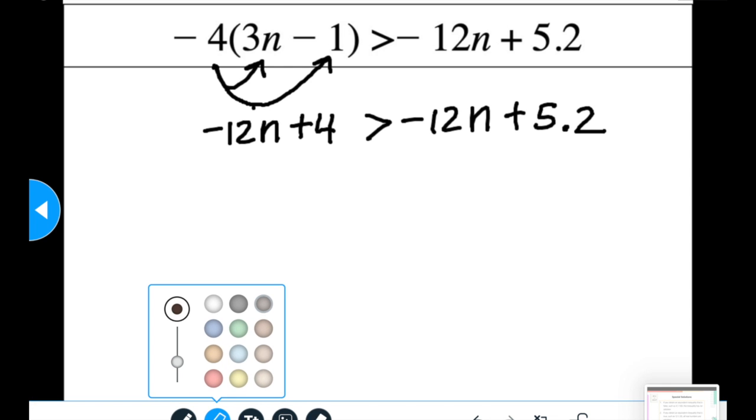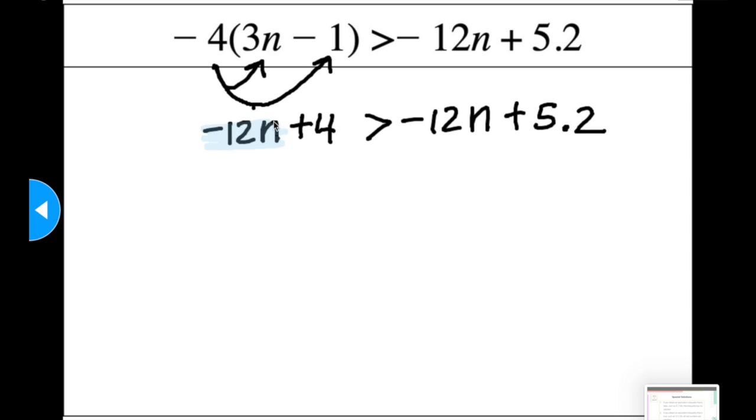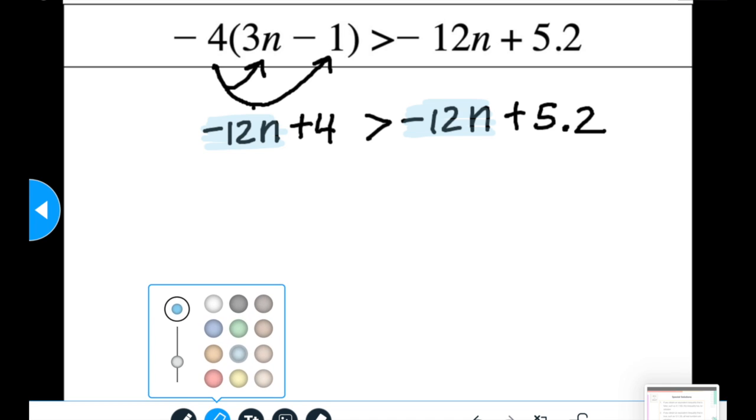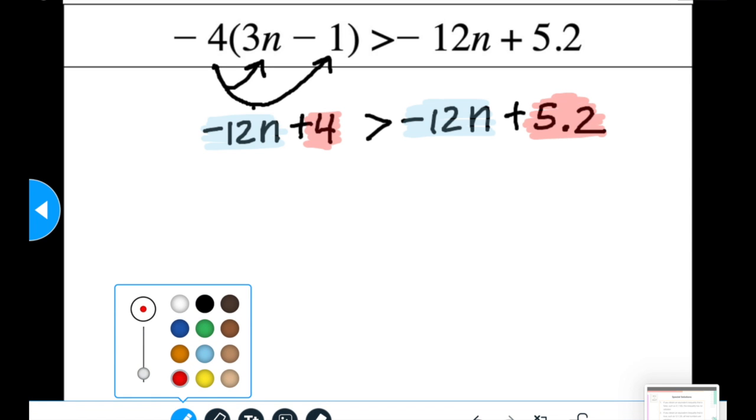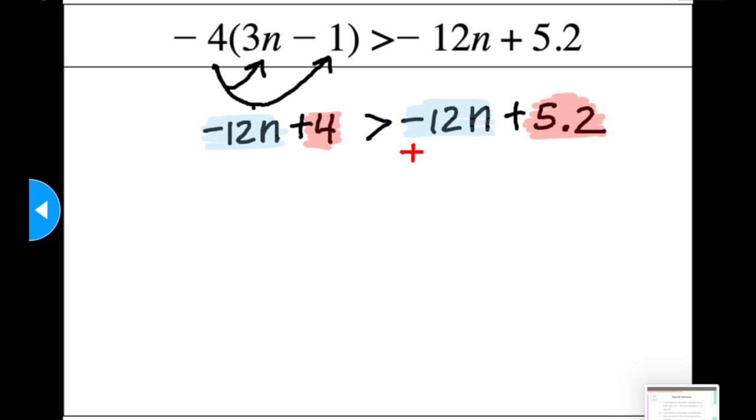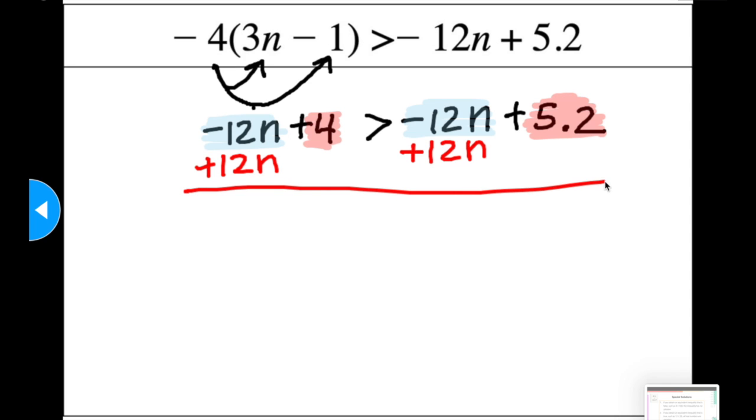Now the next step is to combine any like terms again. So I'm going to combine the negative 12n with the other 12n, and then I'm also going to combine the positive 4 with the 5.2. So I'm going to start off with combining the 12n's by adding 12n to both sides. When I add 12n to both sides, I'm just left with 0 plus 4 is greater than 5.2. And so I'm left with 4 greater than 5.2.